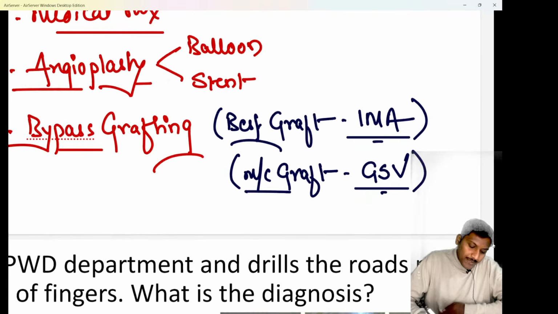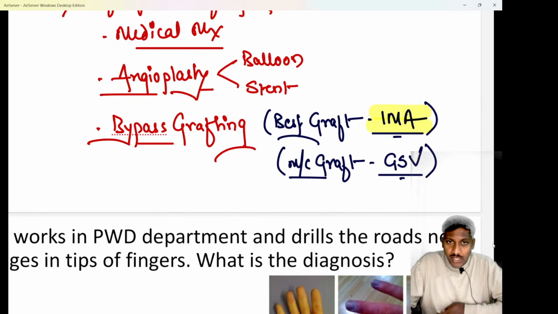If they ask you what is the best autologous graft used, remember, the best autologous graft that we use from the body is the IMA or the internal mammary artery. So LIMA or RIMA we call it, that is the left internal mammary artery or the right internal mammary artery. They are considered as the best autologous graft in bypass grafting.